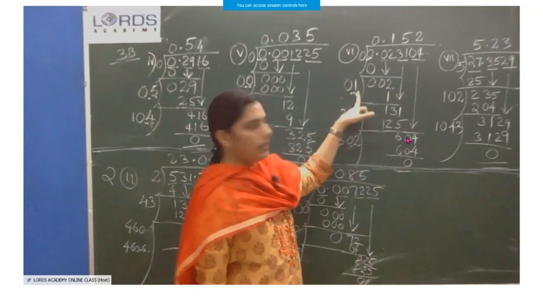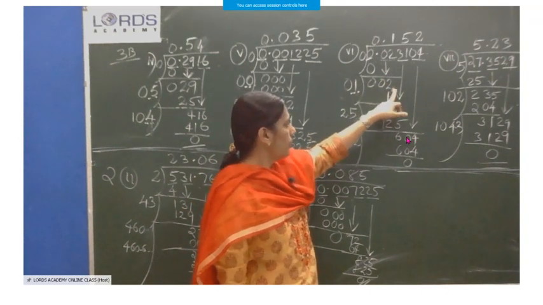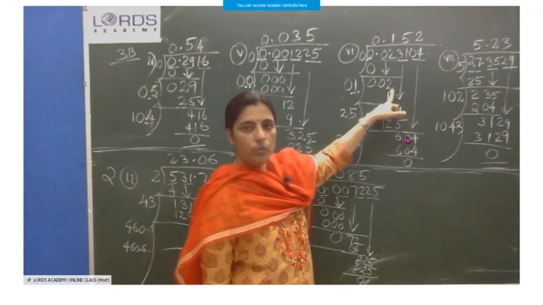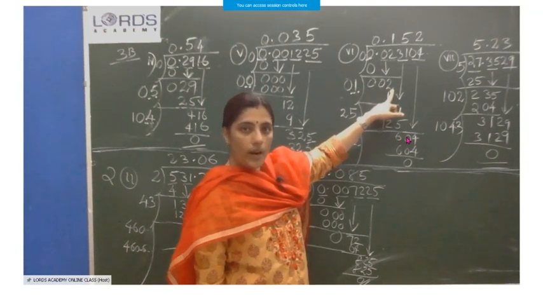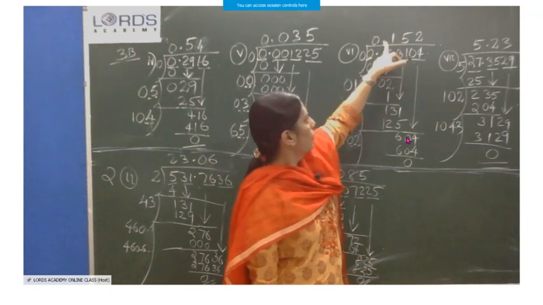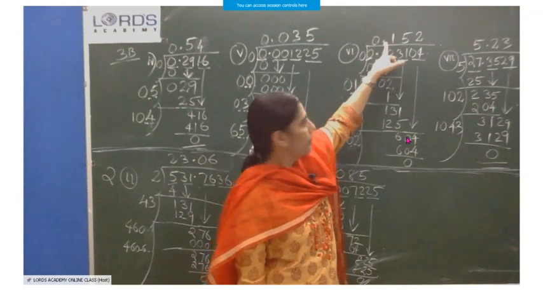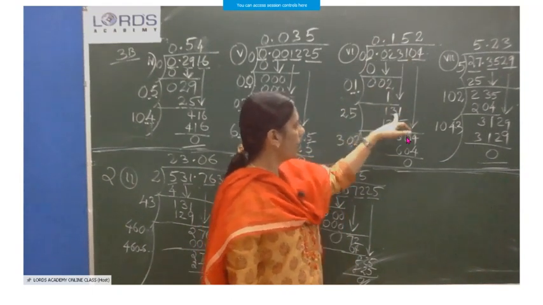How I got 1? To get 2, 0, 0, 2 means only 2. To get 2, what into what 2? There is no such a number. 1 into 1, 1. So I mark here 1, here also 1. Don't forget to put the decimal point. Then 1 into 1, 1. Subtraction again 1. 31 I brought down.